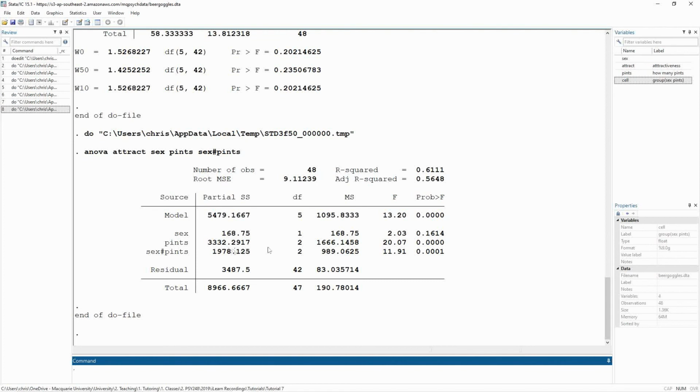Other than that, the interaction's effect is exactly the same as any other effect. I take my sum squares divided by the degrees of freedom, and I'll get 989. I take that and I divide it by 83, so 989 divided by 83 gives me about 11 and a bit. And I can look up an F in an F table, compare it, go, oh look, it's larger. Or I can look at my p-value here and go, okay, it's less than 0.05. My interaction is significant.